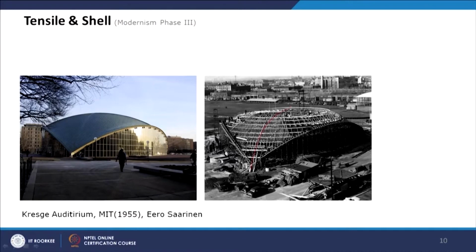If you look at how it has been constructed, you will see the tensile steel members are there, and then there was a covering material on top, and you will also see the glass curtain wall, which is giving the feeling of the new age design. This is the auditorium at MIT, designed in 1955, in a similar timeline.